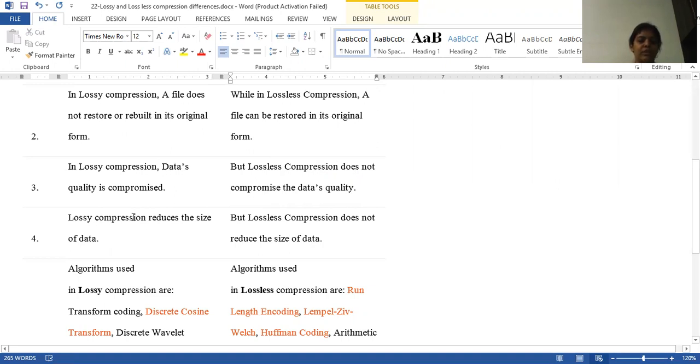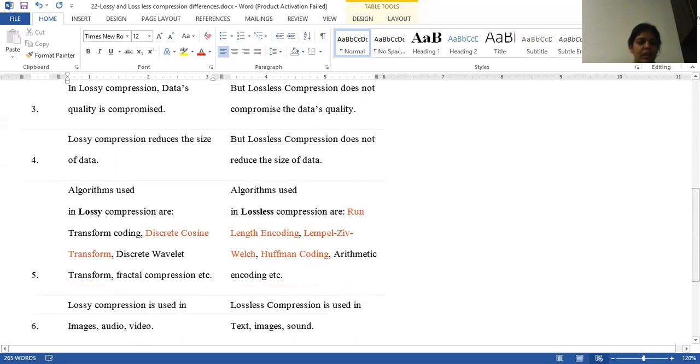Next, lossy compression reduces the size of data. As I have already told you, lossy compression means elimination of some data, so it reduces the size. Next one is lossless compression does not reduce the size. The whole quality of the image is as it is, because there is no elimination of data, so the size of data is as it is and does not reduce.